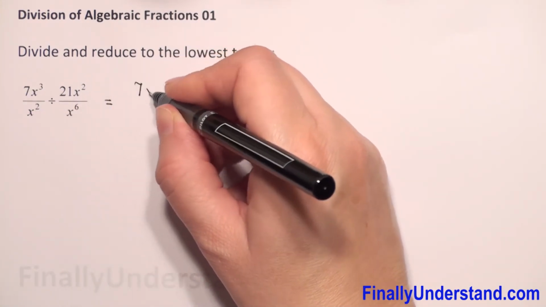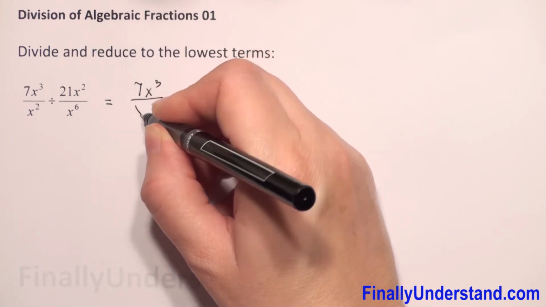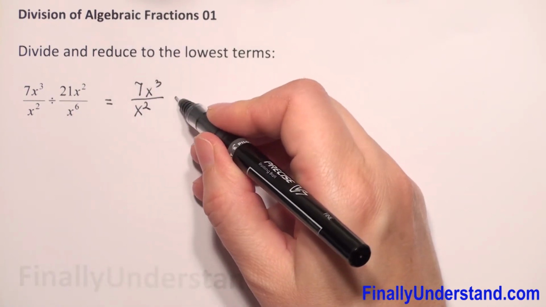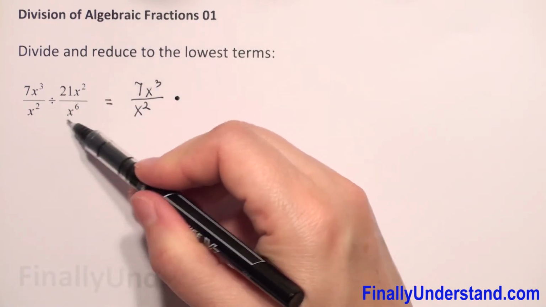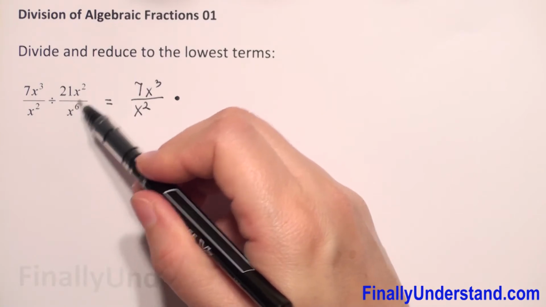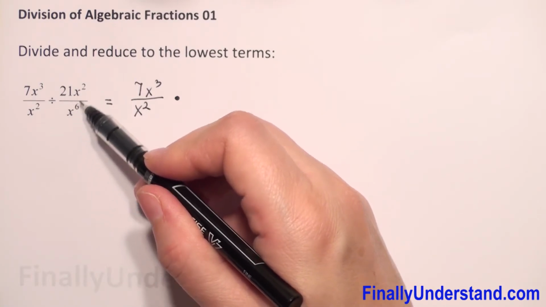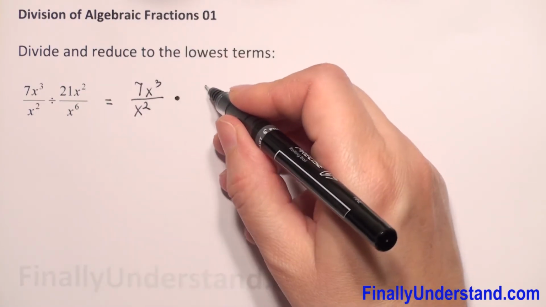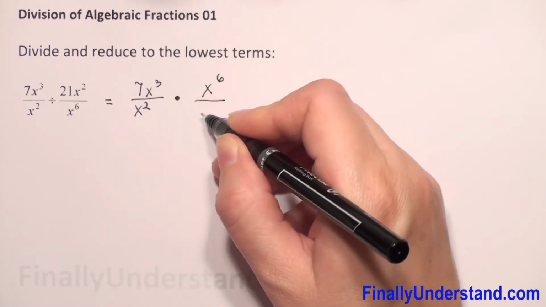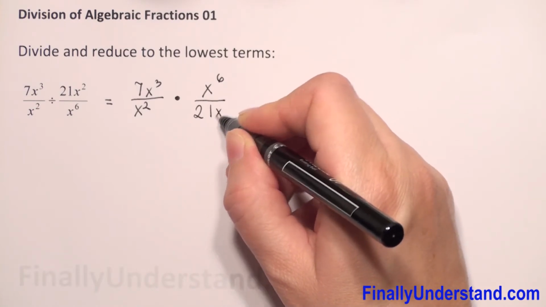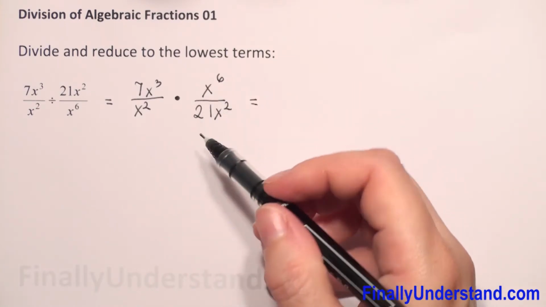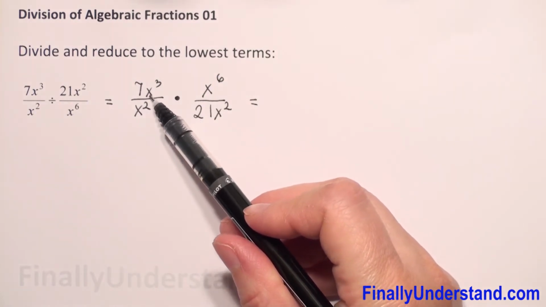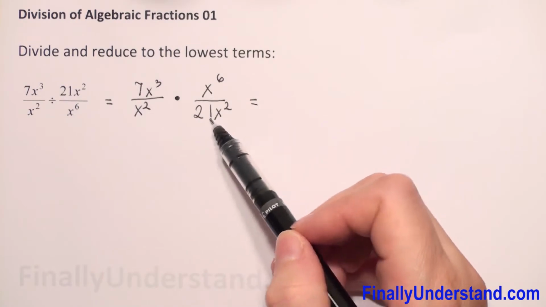So we have 7x cubed over x squared, and we change the division sign to multiplication, and we have to flip the second fraction. So it means the numerator will go to the denominator and the denominator to the numerator. So we have x to the 6th power over 21x squared. Next we have to do multiplication. So it means we have to multiply numerator times numerator, denominator times denominator.